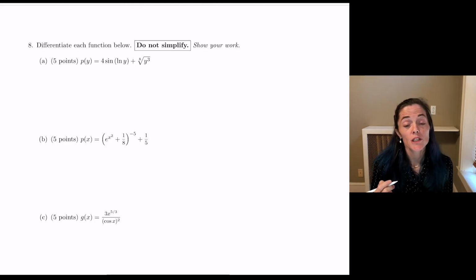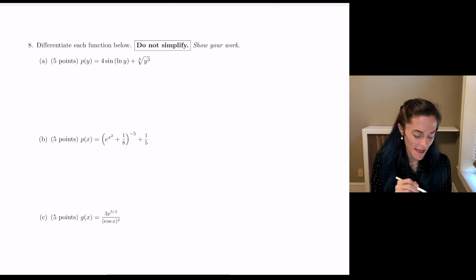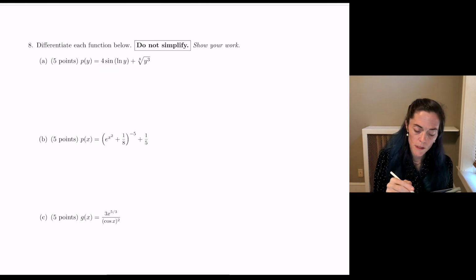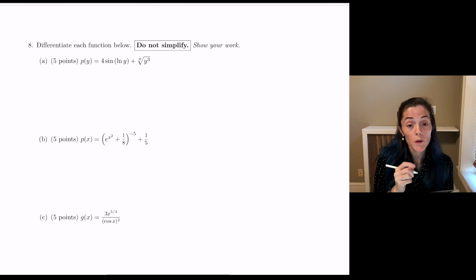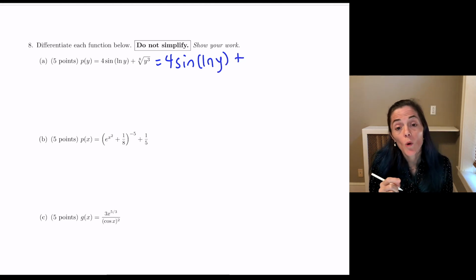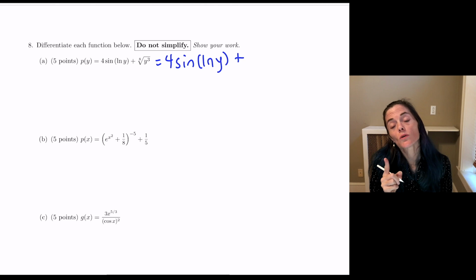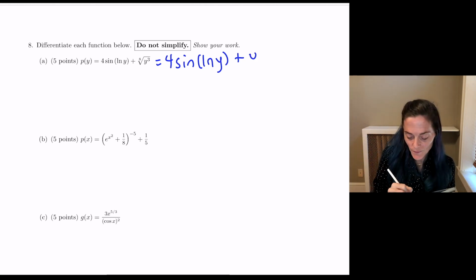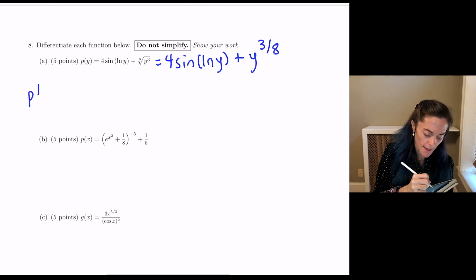Okay, differentiate each function. Do not simplify. Show our work. Well, we have 3 functions. Let's see. P of y is the sum of 2 terms. The first thing I'm going to do is just rewrite the second term as a power. So P of y is 4 sine of ln y plus the 8th root of y cubed, that would be y to the 3/8. Okay, now I'm ready to differentiate.